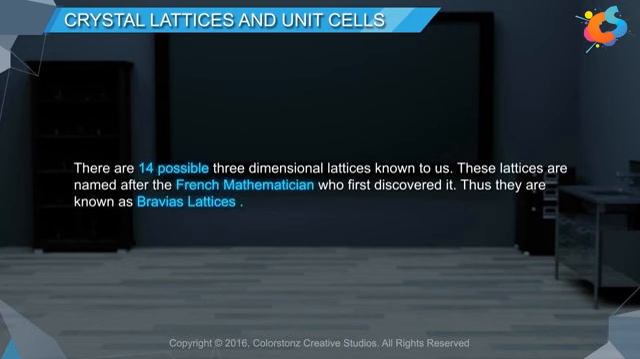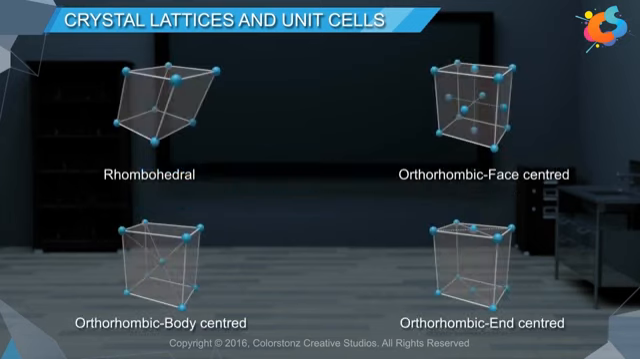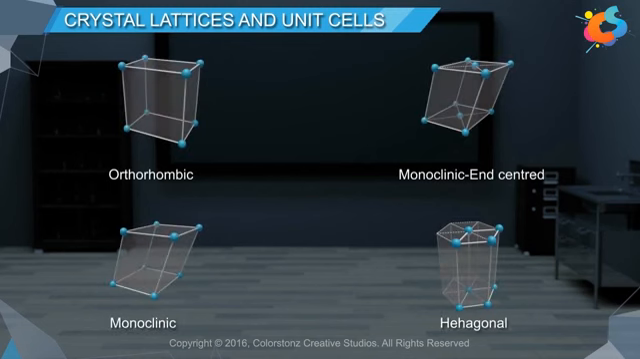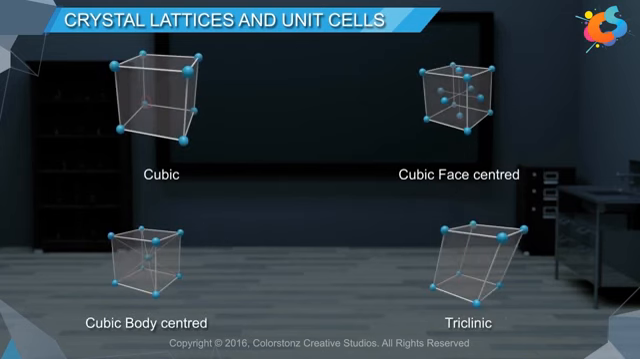There are 14 possible three-dimensional lattices known to us. These lattices are named after the French mathematician who first discovered them. Thus, they are known as Bravais lattices. In addition to simple lattices for other systems, it is observed that there are 14 different types of space lattices. These are known as the 14 Bravais lattices, named after a French mathematician who first described them.